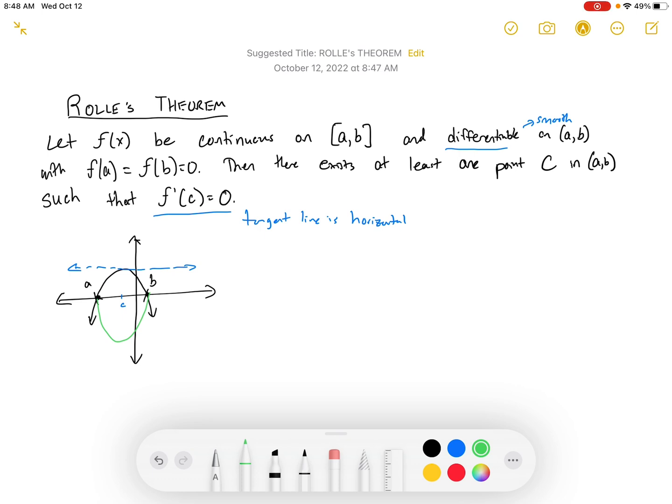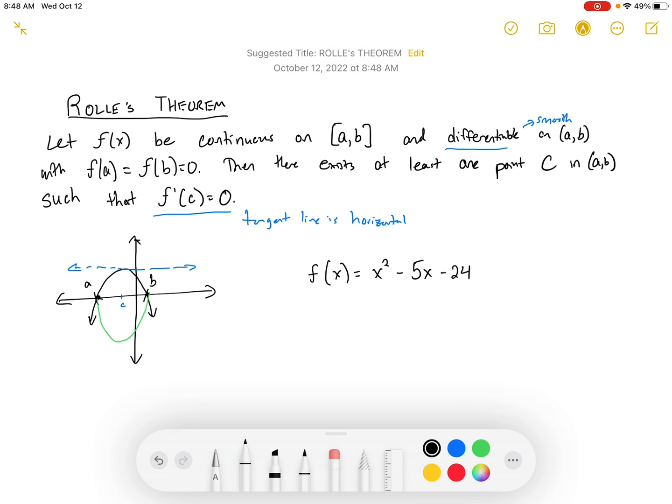If we stayed at 0 the whole time, obviously, every point on the interval would have a derivative of 0. So let's think about an example. And to prove these examples, we sort of just have to find the point where the derivative is 0. So let's think about f of x being x squared minus 5x minus 24.